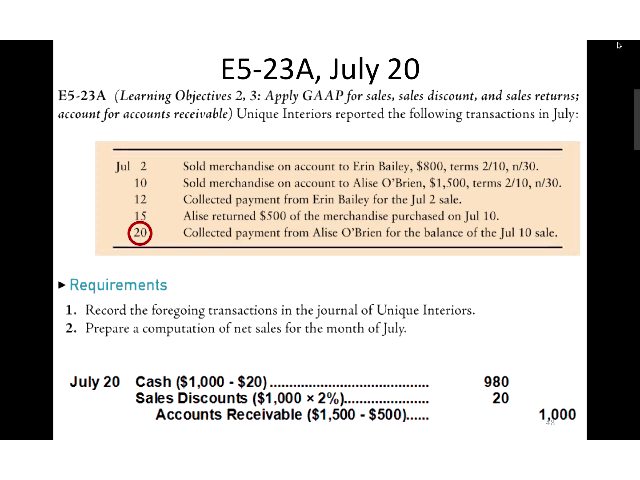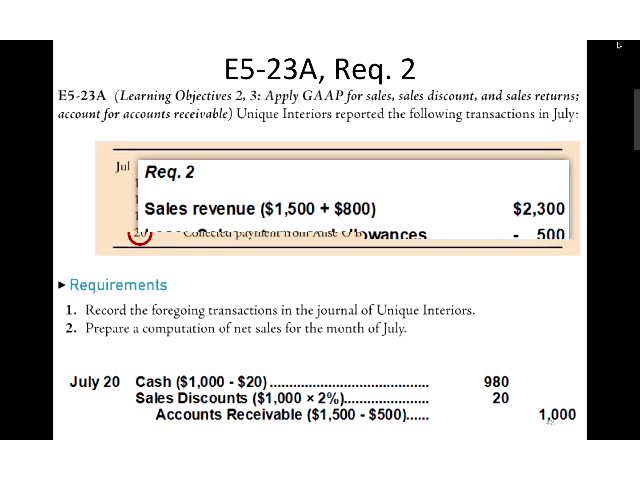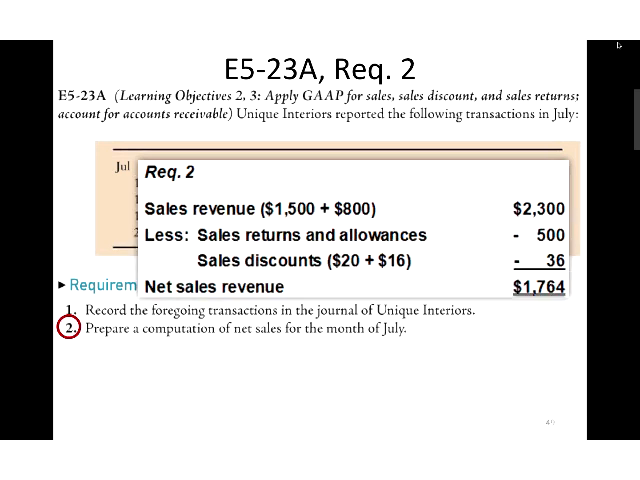The second requirement now, so we've done all the journal entries. Those journal entries are excellent examples on your reference sheet. Those are some very basic journal entries. For requirement 2, prepare the computation of net sales for the month of July.